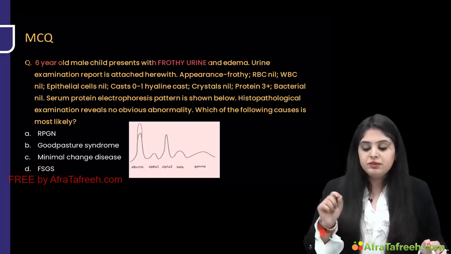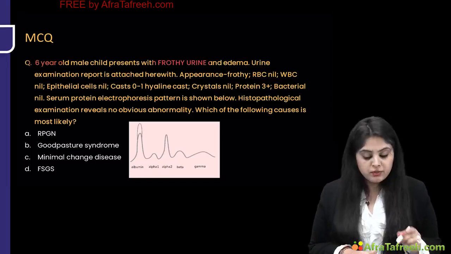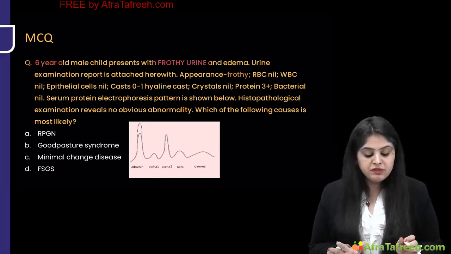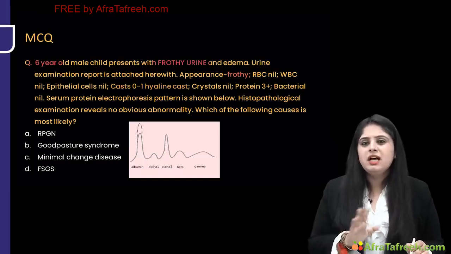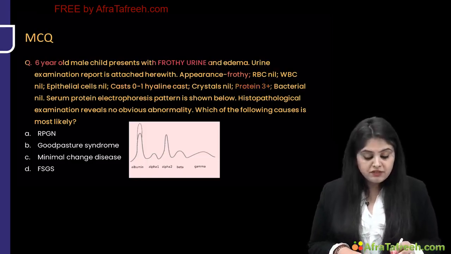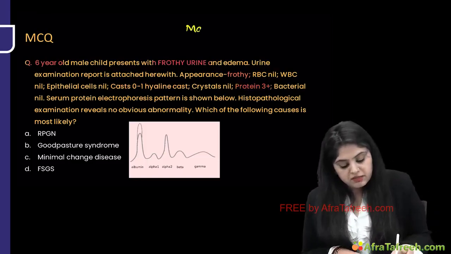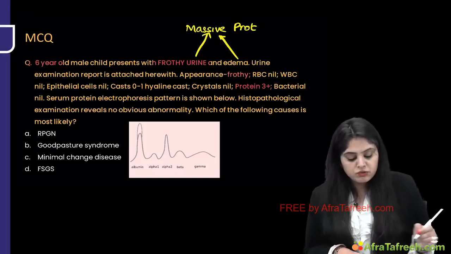Okay, so there's a child with frothy urine and edema. Urine examination report has been attached herewith. Let's read it. Appearance is frothy. We don't see any RBCs. WBCs are not there. Epithelial cells are not there. Cast, I told you, 0-1 hyaline cast is hardly anything. Crystals are not there. Protein, massive proteinuria is definitely there. 3+ means there is massive proteinuria. And that is obvious because the urine appearance was also frothy and the patient was also having edema.